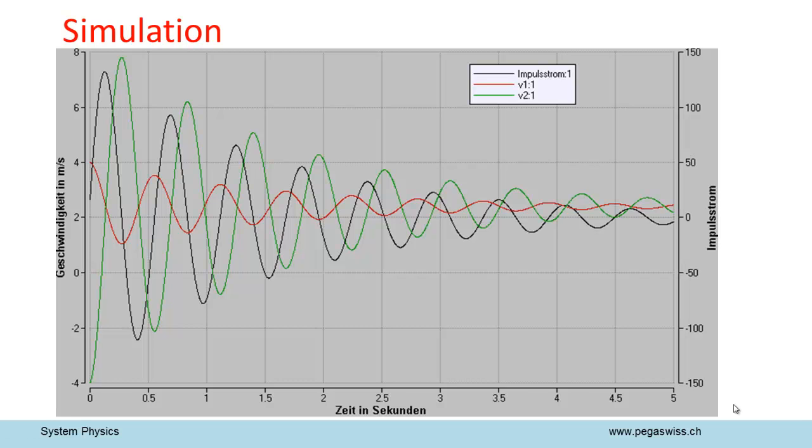The red line indicates the velocity time behavior of the left body, while the green line indicates the velocity time behavior of the right body. The black line shows how the strength of a momentum current changes over time. The left scale indicates velocity and the right scale indicates the strength of the momentum current. As you can see, the change in velocity of the green body is more pronounced. This is because it has less mass than the red body.